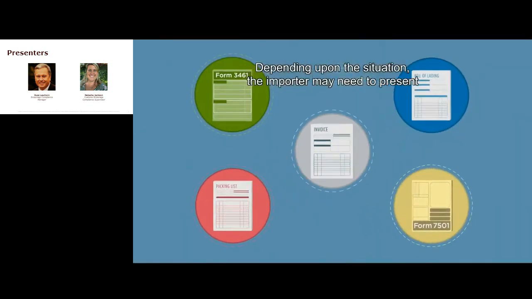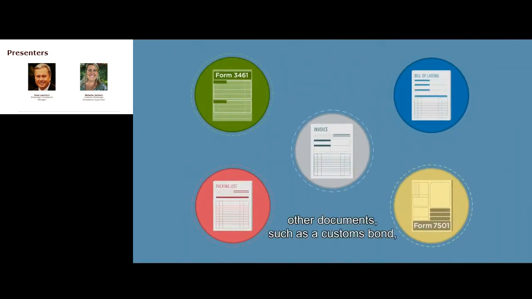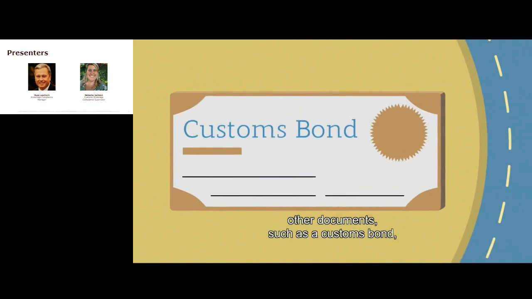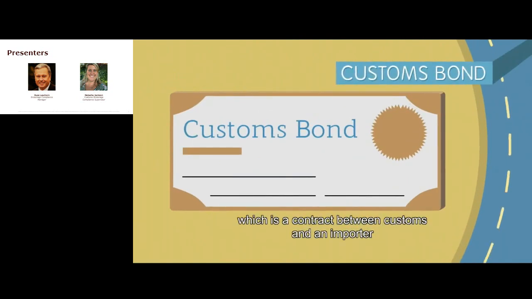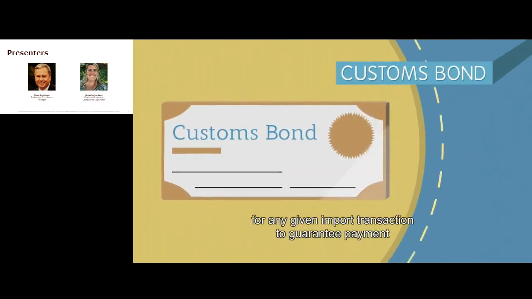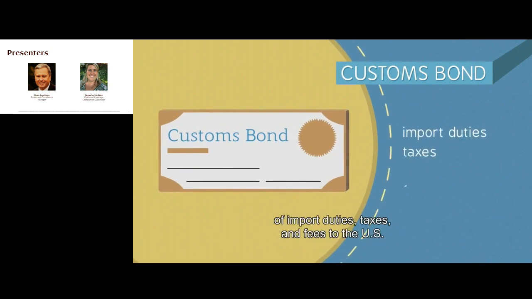Depending upon the situation, the importer may need to present other documents, such as a customs bond, which is a contract between customs and an importer for any given import transaction, to guarantee payment of import duties, taxes, and fees to the U.S.